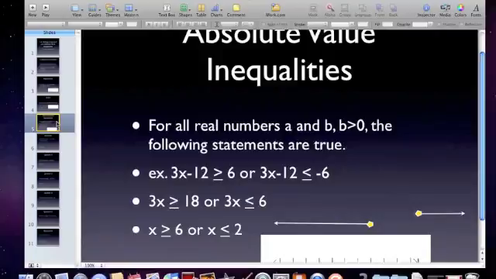Absolute value inequalities. For all real numbers a and b, where b is greater than 0, the following statements are true. Example: 3x minus 12 is greater than or equal to 6, or 3x minus 12 is less than or equal to -6. So we get 3x is greater than or equal to 18, or 3x is less than or equal to 6. x is greater than or equal to 6, or x is less than or equal to 2.